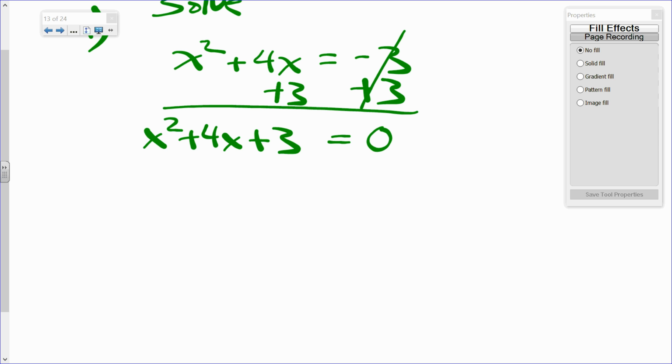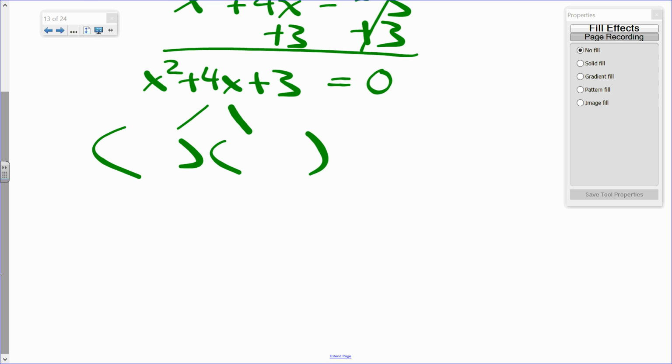All right, let's do it. Binomial, binomial. There's no greatest common factor, so I can't do that at this point. Let's just go right to the binomials now. X and x. Factors of 3 that add up to be 4. 3 and 1. There it is.